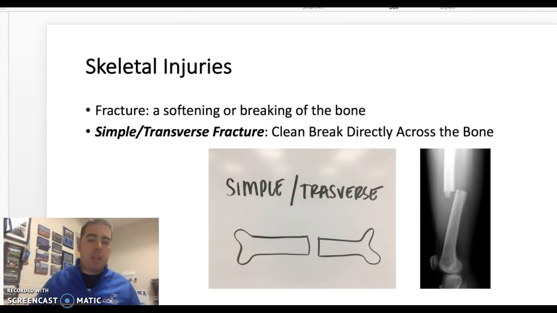Okay, so the first type of skeletal injury that you need to know is a simple, wait, let me back up. I'd like you to have in your notes that a fracture is any softening or breaking of the bone. Okay, so you might hear it called a broken bone. Actually, we call those fractures. That's how the injury is categorized.